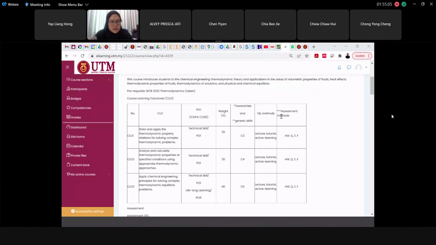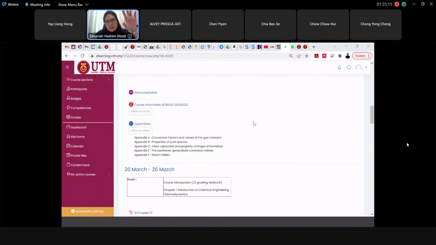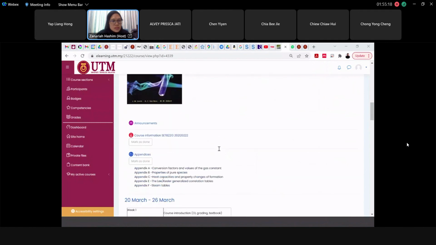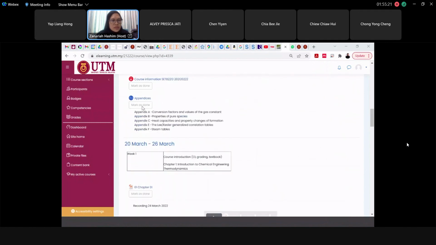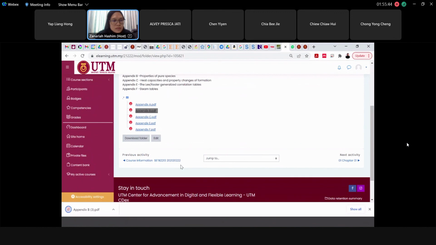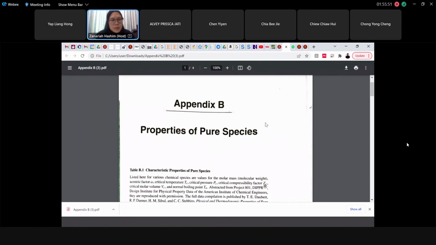Okay, you can see my screen, right? Here, under the general section on the top page you have the general and then the description, CO, CLO and so on. Below this, just below the course information, you have these appendices. So you need to refer to the appendices, all the relevant ones I have uploaded here. So appendix A, B, C, E and F. Now you have to use appendix B, properties of your species. So if you click on the appendices, appendix B. Alright, so if you open appendix B, properties of your species.